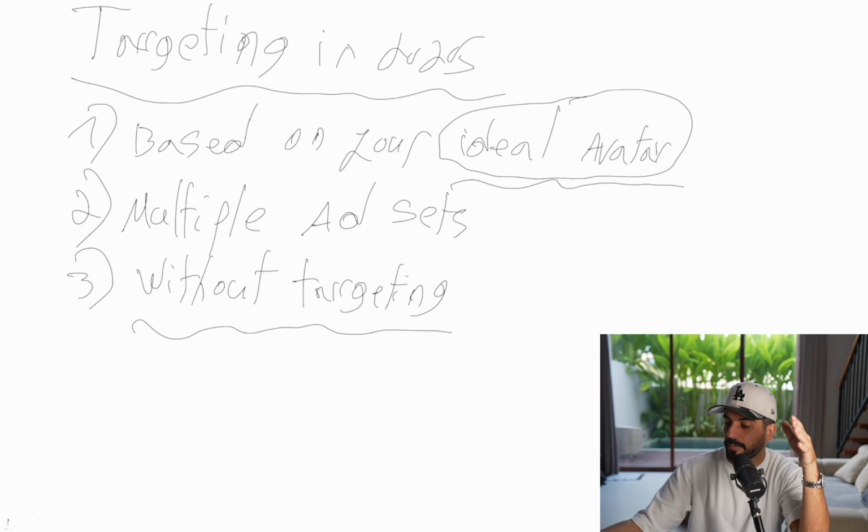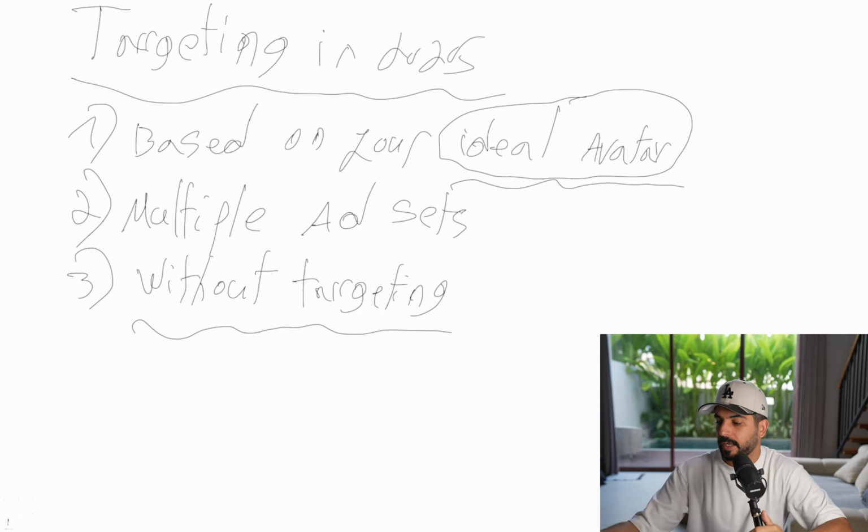So based on your objective, if the objective is, let's say, lead form submission, at least one of the ad sets needs to be without targeting. Why? Because the Facebook algorithm knows how to do this in 2025, 80 to 90% of the time, better than any targeting of our ideal avatar. Okay? So this is point number 3. One of them should be without any targeting.